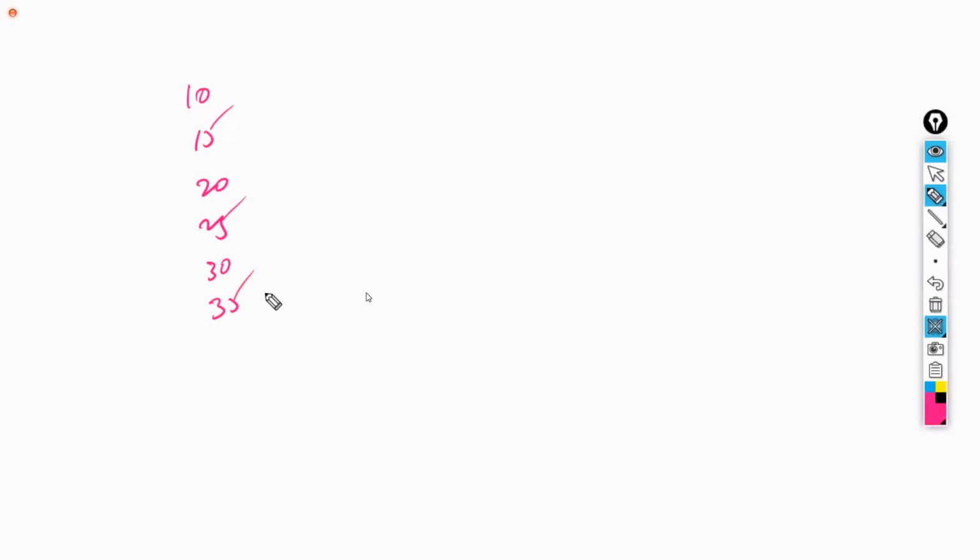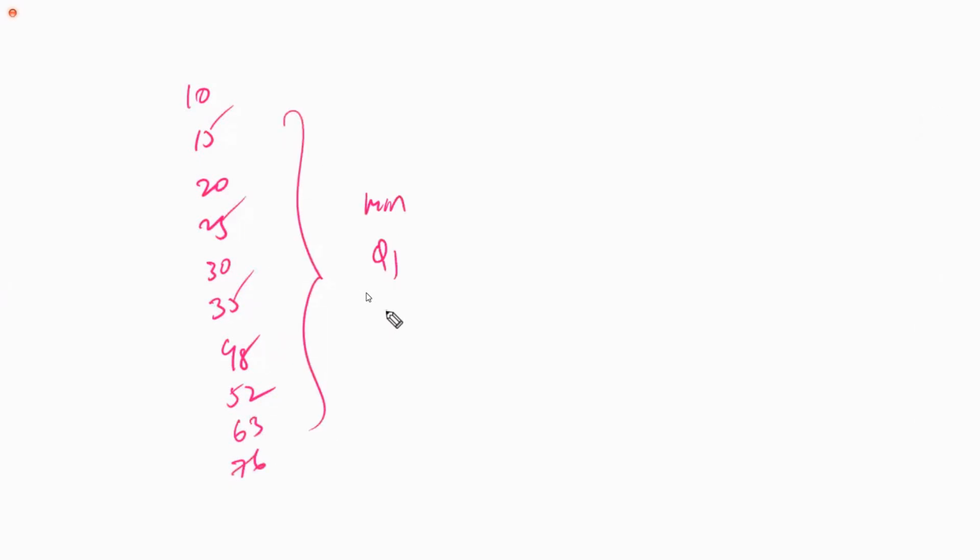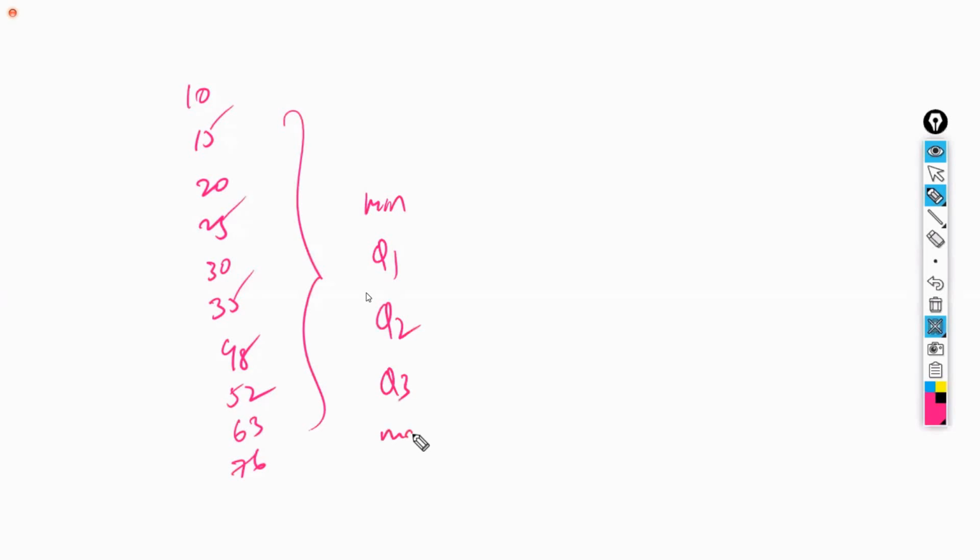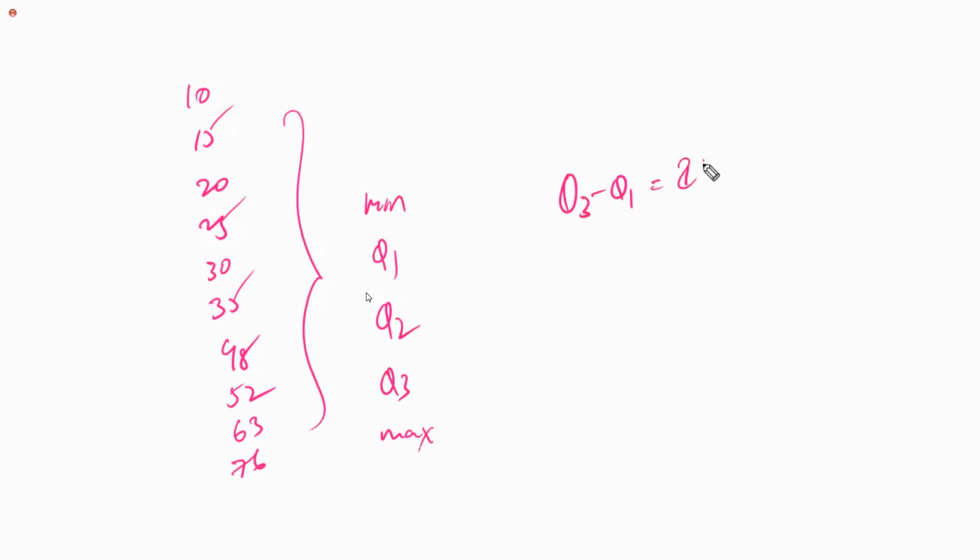Six only. Tell me any 4. For this, you calculate the minimum value, Q1 value, Q2 value, Q3 value, maximum value. After calculating, calculate Q3 minus Q1, the IQR value. First you calculate Q1, Q2, Q3, max. I have told you how to calculate Q1, Q2, Q3. After calculation, you calculate the IQR.